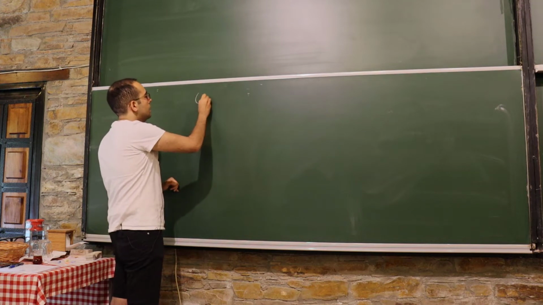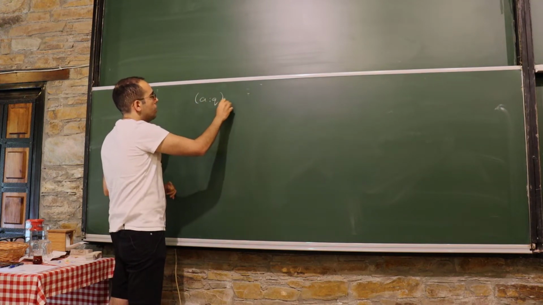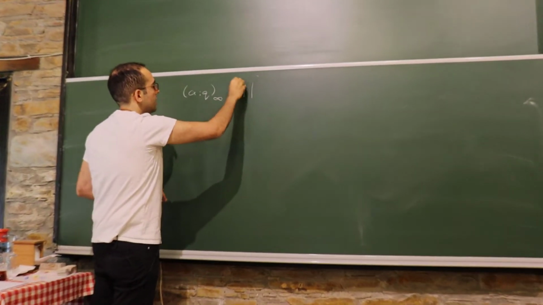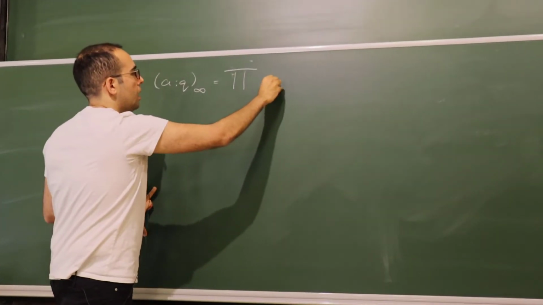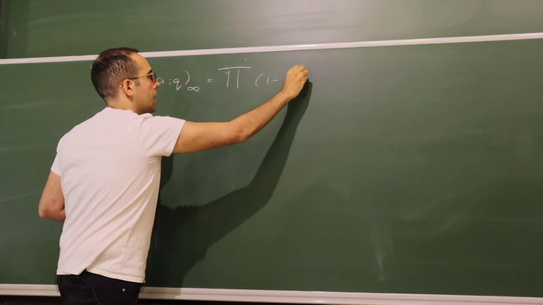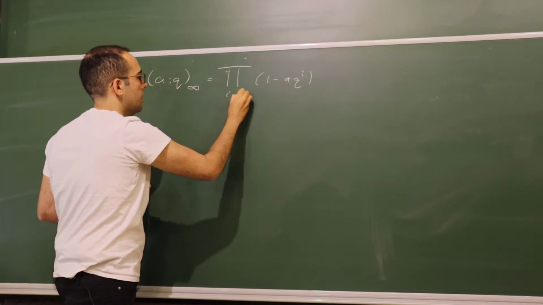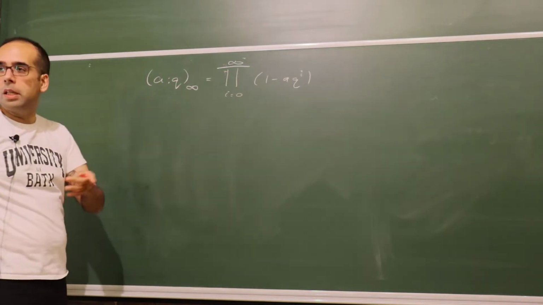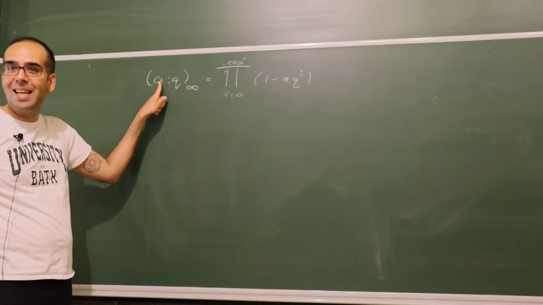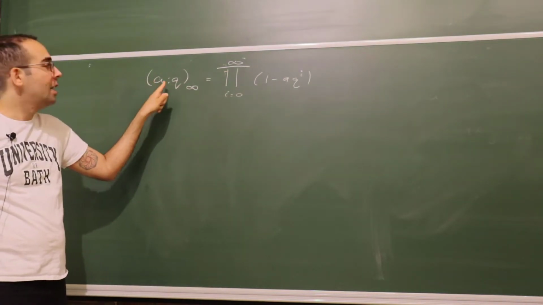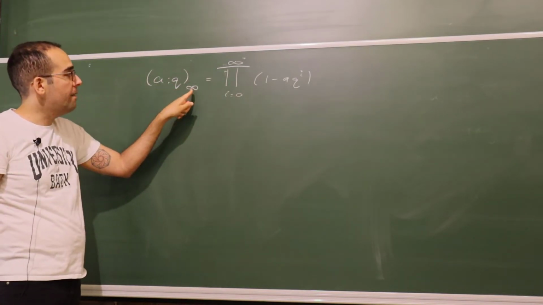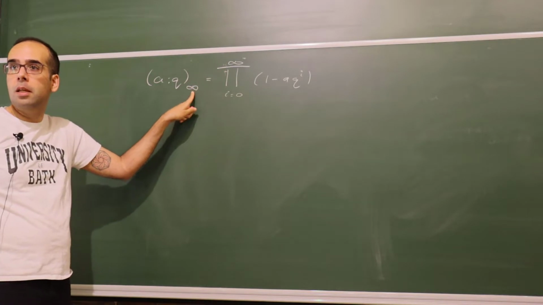So this symbol (a; q)_∞ is an infinite product. It is the product of the form (1 - a q^i), where i starts from 0 and goes to infinity. I don't care about convergence, so you can read it as starting at 1 - a, starting at this point a. The steps are of size q, and you have infinitely many of these products, right?